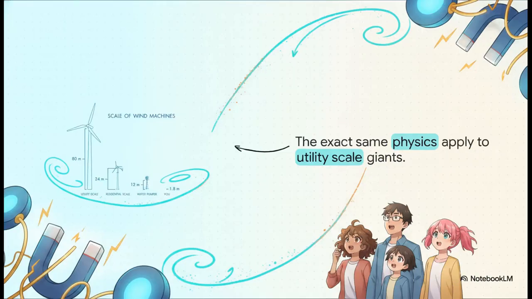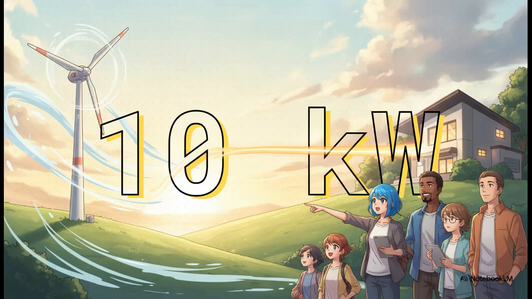When we look at that scaling in practice, the progression is just staggering. We start from a standard 1.8-meter human up to a classic water pumper, then to a residential scale turbine at 24 meters tall, and finally, a towering 80-meter utility-scale giant. Yet the fundamental physics of lift, drag, coils, and magnets, they remain exactly the same across every single one of these machines.